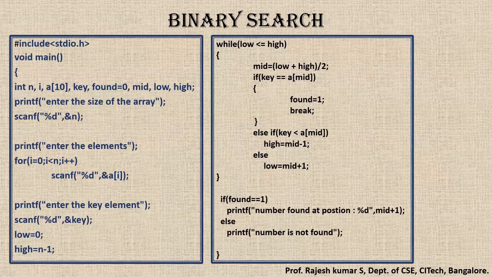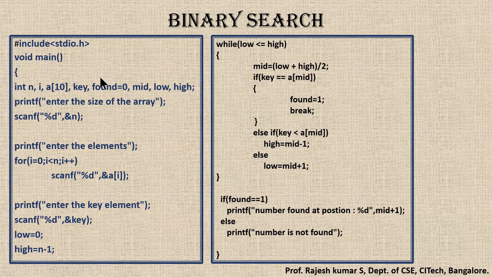Okay, we will print the location, and this is the overall program. A header file, stdio.h, is the header file we have used, and void main. The C language program starts with void main, open flower braces, close flower braces. All the statements are written inside these open and close flower braces. Very first line, we declare the variables. We have declared the array of size 10. Key and found, found is initialized with the value 0.